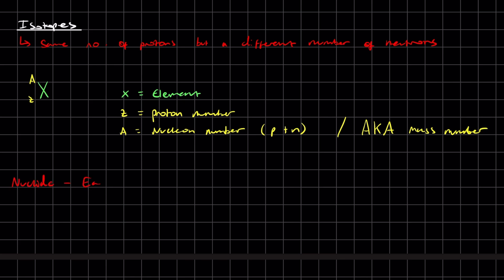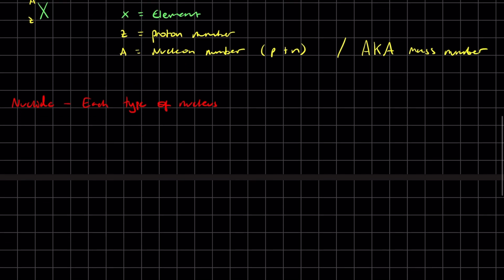Because the masses of the protons and the neutrons are so much larger than those of the electrons, the nucleon number is sometimes also referred to as the mass number. Since each isotope can have a different number of neutrons in its nucleus, we represent the type of the nucleus as a nuclide.